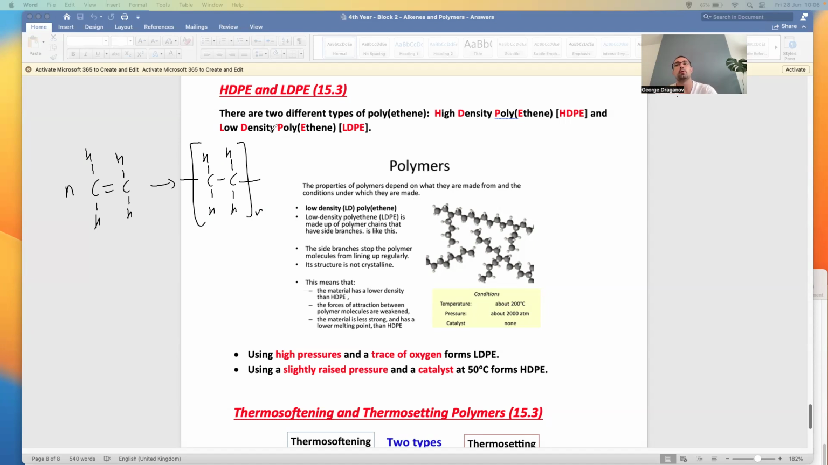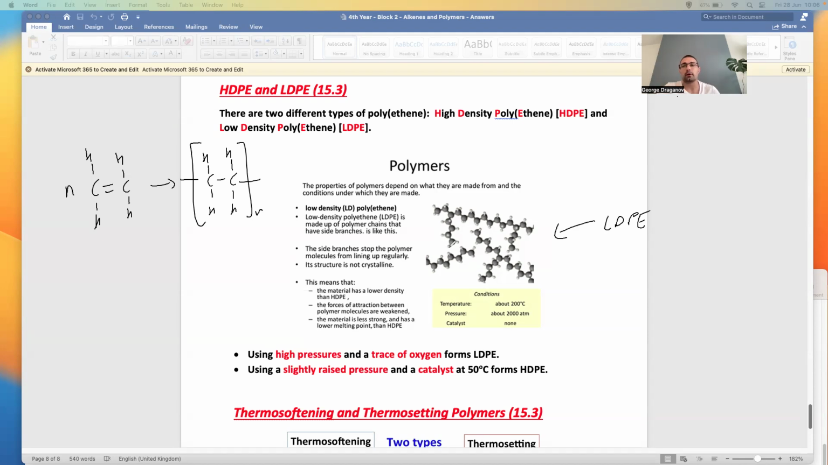So if something has a low density, then it cannot pack very well together. So there's not as much of it in a particular volume of space. So if you look at this picture here, which is the LDPE, can you see how there's branching? Now the branching means that the chains cannot pack closely together. So that makes it a low density because it takes up more volume.